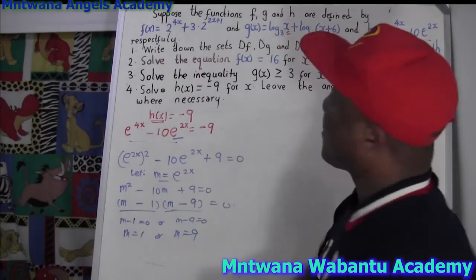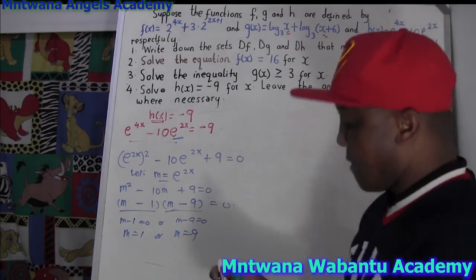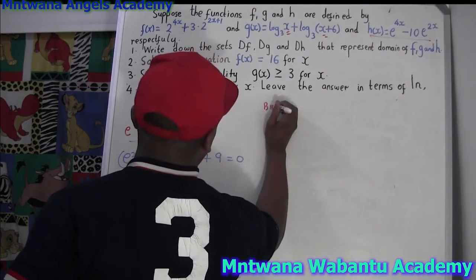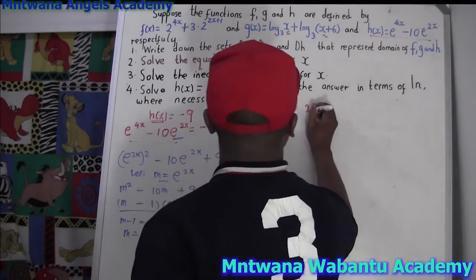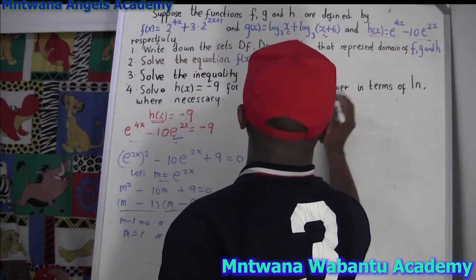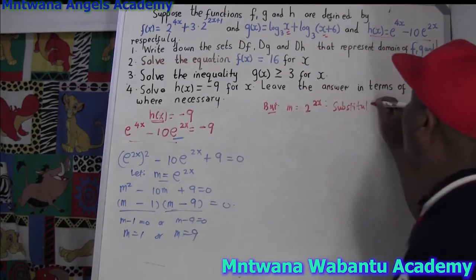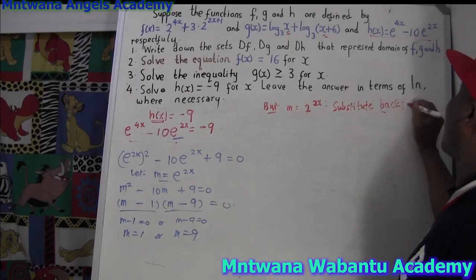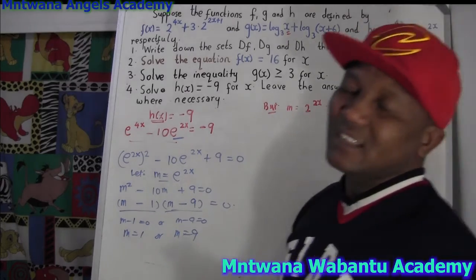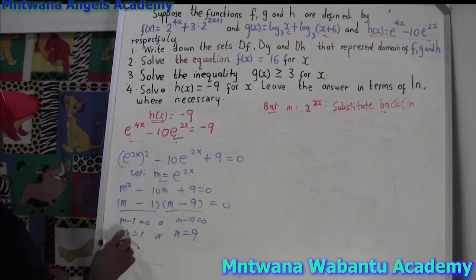So this I can come and use here. But I want the value of m, so we have to substitute back. Our m equals e^(2x). So you can say substitute back, or plug back, or insert back. Okay, cool. So now instead of m, we know the value of m.